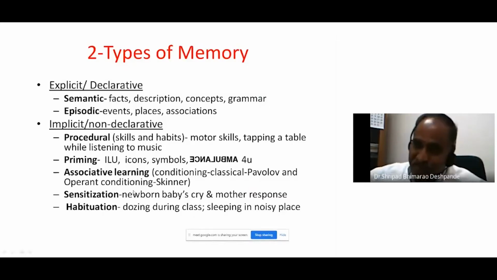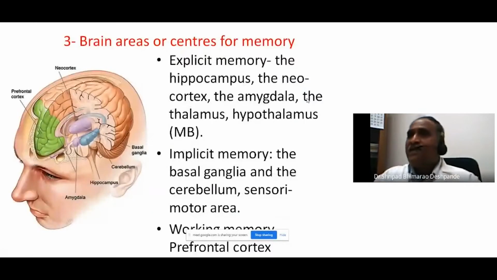Try to remember these things. I briefed about the types of memory. Then we go further. What are the brain areas or centers for memory? Now, let us consider what are the areas for explicit memory.